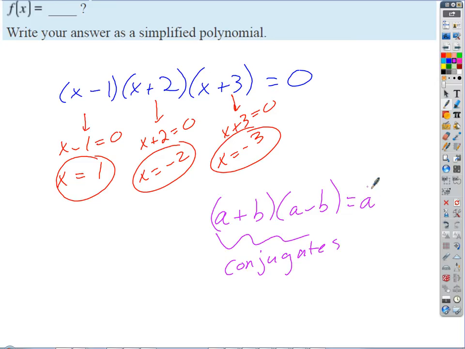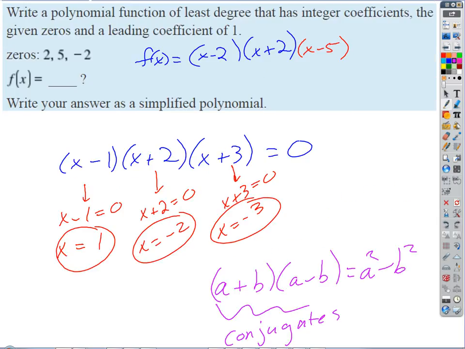Every time, right? You don't have to go through the whole process. It's always going to be a squared minus b squared. So then why would this make sense? Well, that looks like a minus b times a plus b, where a is x and b is 2, right? You see that? So then, Gage, what am I going to get for that answer if I multiply those out? X squared minus 4. Very good.